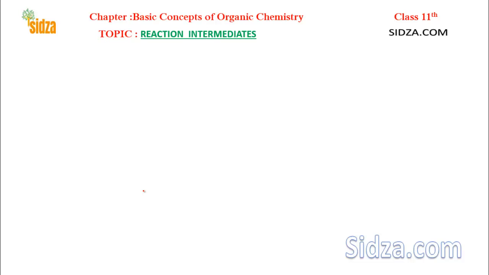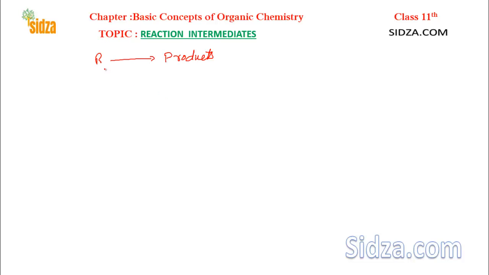Now in this video we will learn about the reaction intermediates. What are reaction intermediates? Normally when we write down a reaction, we write down reactants and products, right? So in any chemical equation, you have reactants and the products. But when we look at most of the organic reactions, we find that reactants do not directly convert into products.